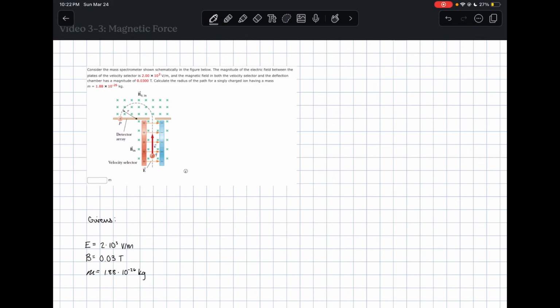Today we will be working on magnetic force. Let's take a look at our problem. Consider the mass spectrometer shown schematically in the figure below.